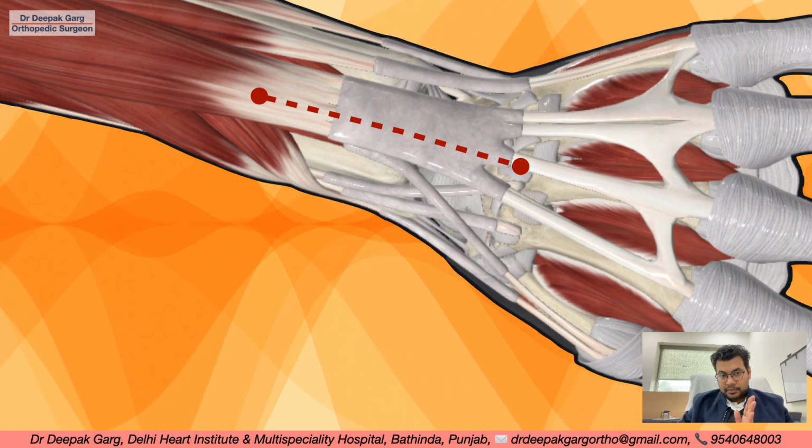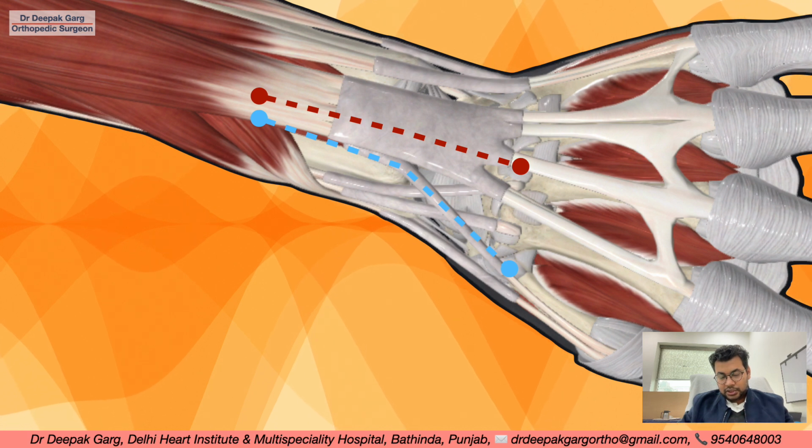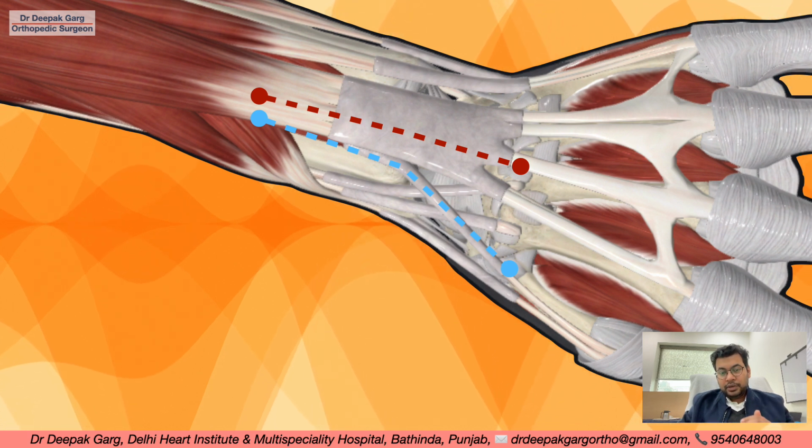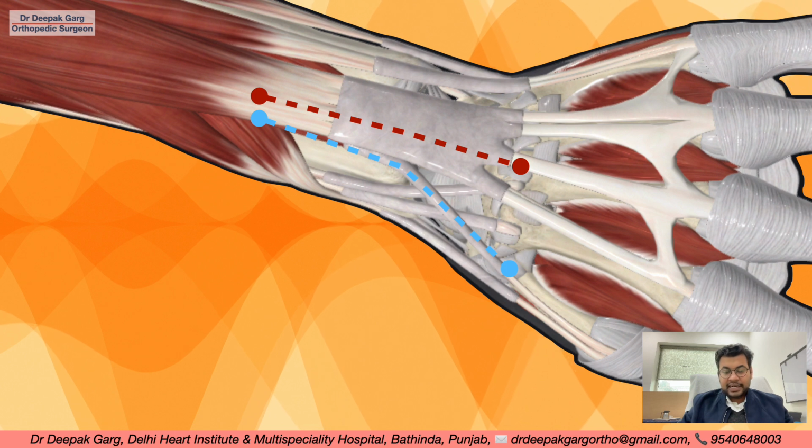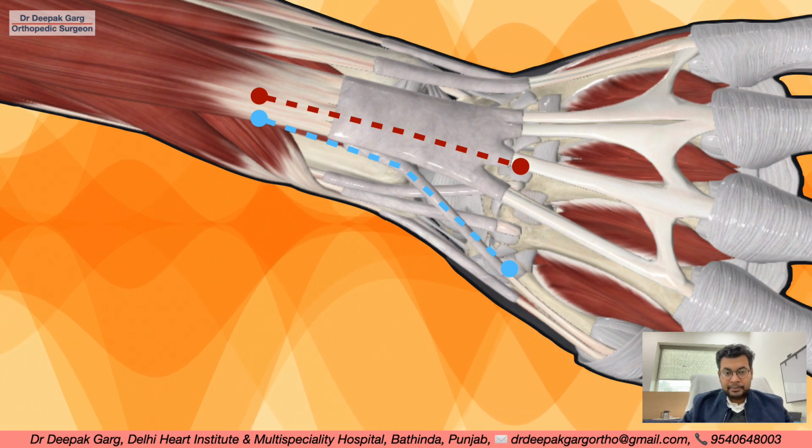Then if we look at this tendon, we are coming on the radial side. We look that this tendon is going towards the thumb, so this is a tendon of extensor pollicis longus, so this is compartment number 3.